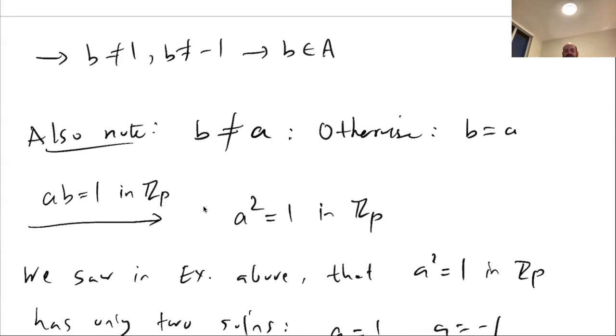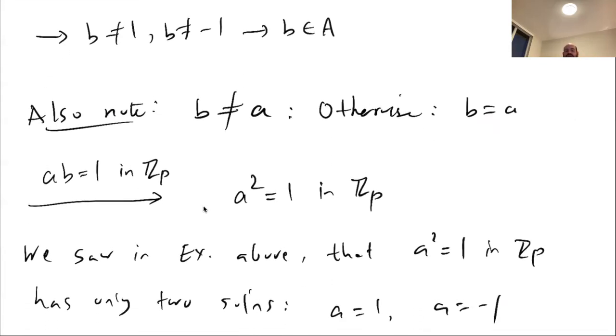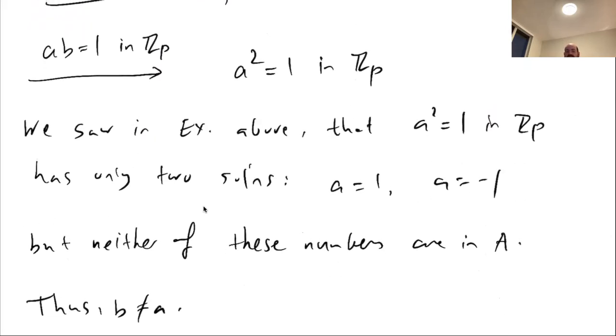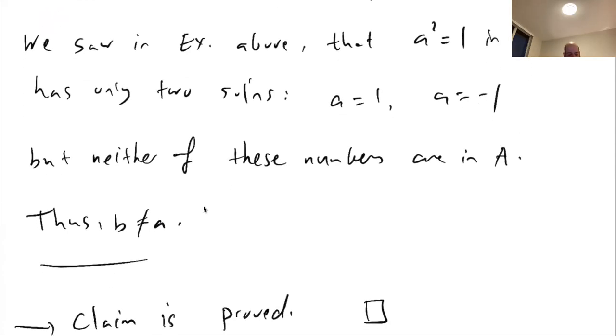And lastly, we have to show B not equal to a. This is proof by contradiction. If B is equal to a and ab is 1, that means a squared is 1. But before the break, in part 1 of the lecture, we showed that a squared equals 1 has only two solutions, 1 and minus 1. Neither of these numbers is in capital A, but small a was in capital A. So that's a contradiction, which means B has to be not equal to a.